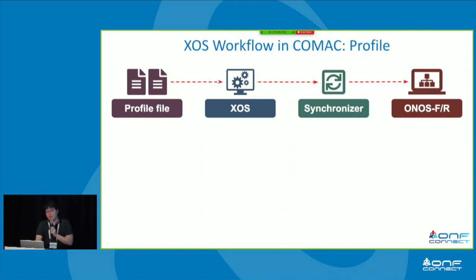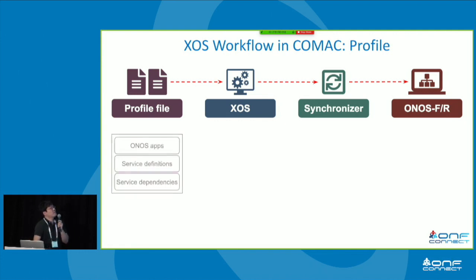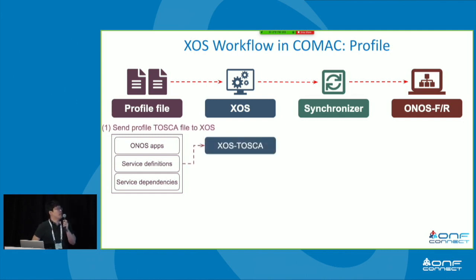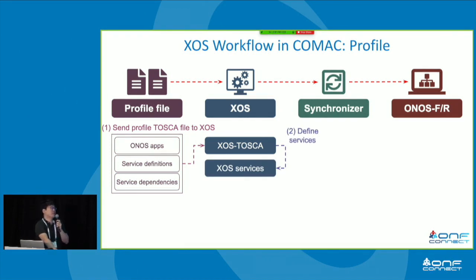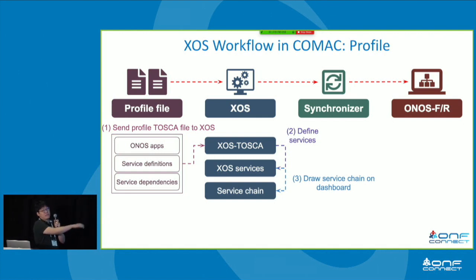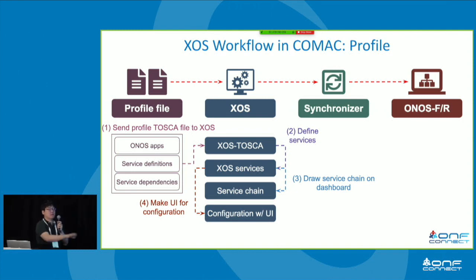So the first workflow is to add a COMAC profile. In the profile Tosca file, we need to define the ONOS application, which is running on the COMAC platform, and service definitions, and we need to write down the dependencies. Then we send those files to XOS Tosca, and XOS will make some services and service chains according to the dependencies. And XOS service makes a configuration UI.